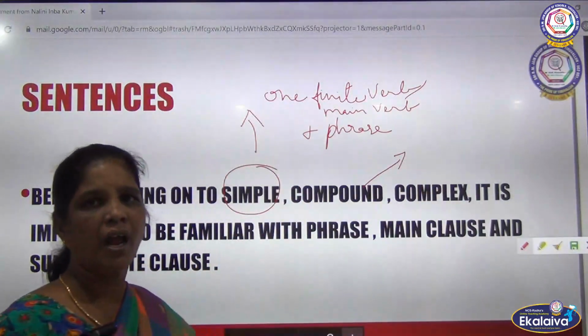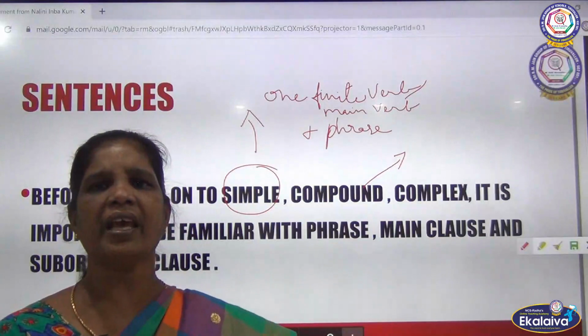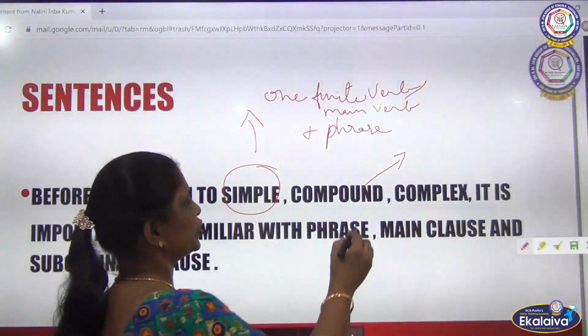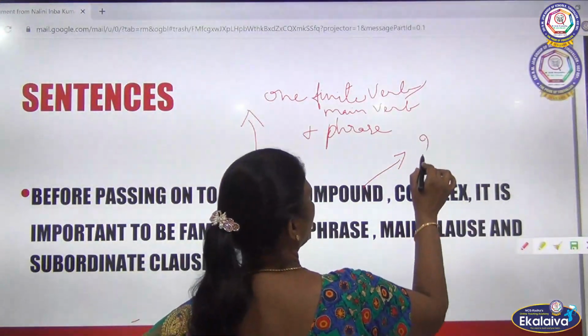Compound structure. How will the compound sentence be and what is the structure? Its structure will have two main clauses.